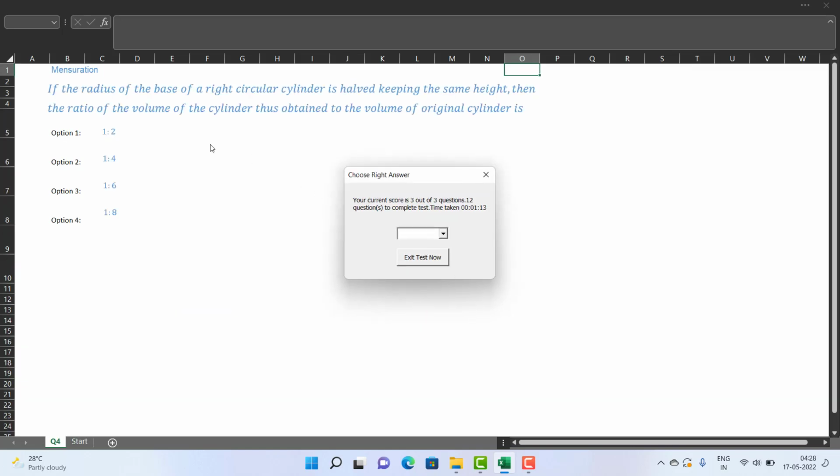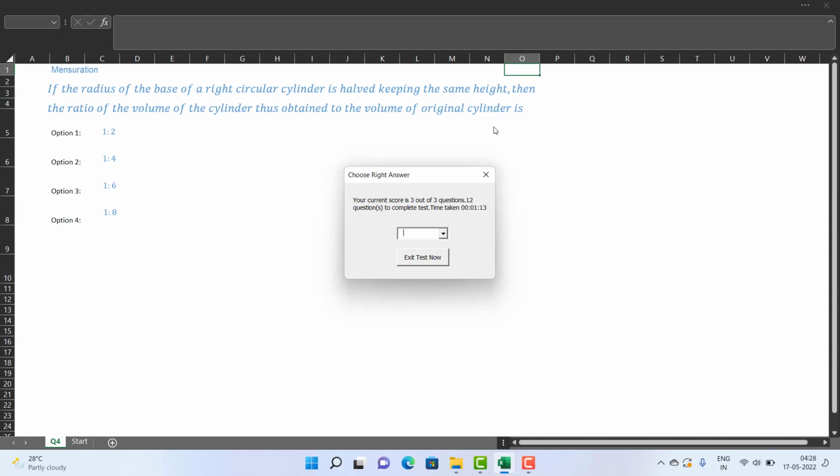Bravo. If the radius of the base of a right circular cylinder is halved keeping the same height, then the ratio of the volume of the cylinder thus obtained to the volume of the original cylinder is, so ratio of the radius r1 by r2 is equal to 1 by 2. Ratio of the heights h1 by h2 is equal to 1.